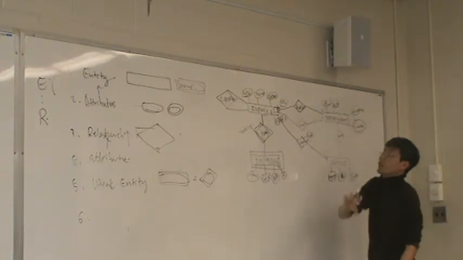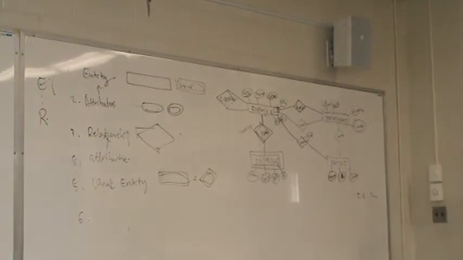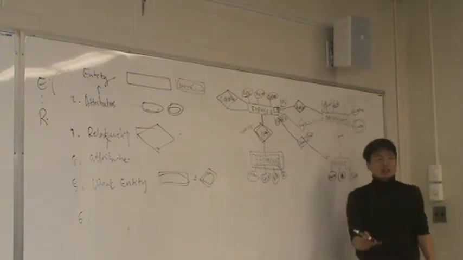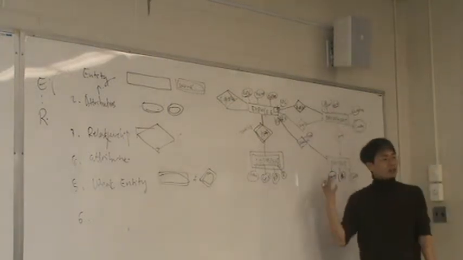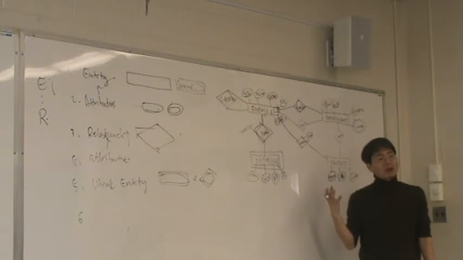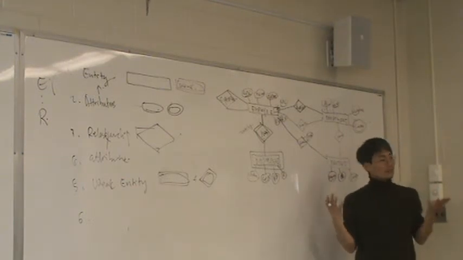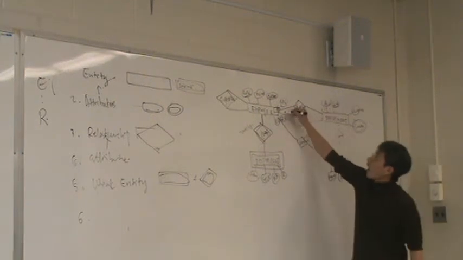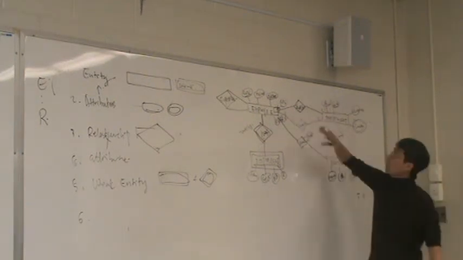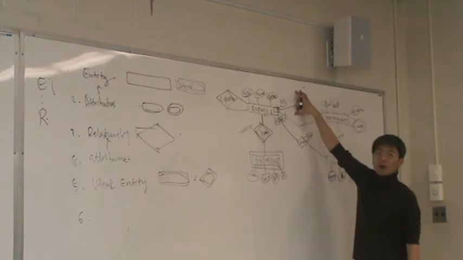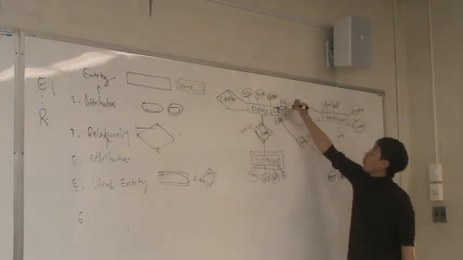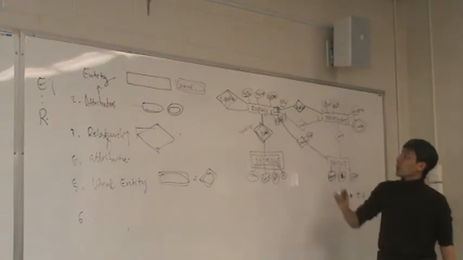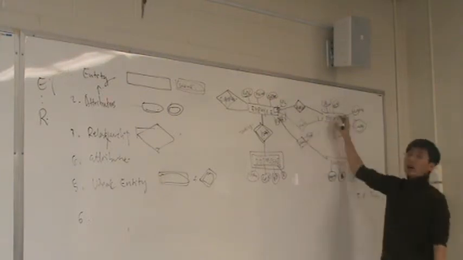What about this one, manager? How many managers for each department? One, right? And also, how many departments can each manager manage? One, or sometimes none, right? If non-manager, definitely not. So maximum one. It's different from works for. Works for is many employees work for one department. One employee manages one department.